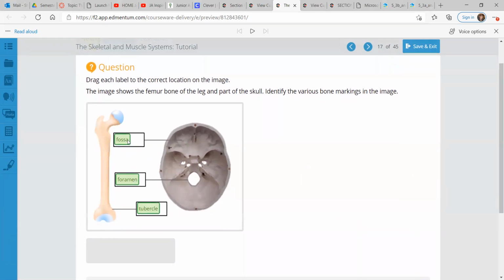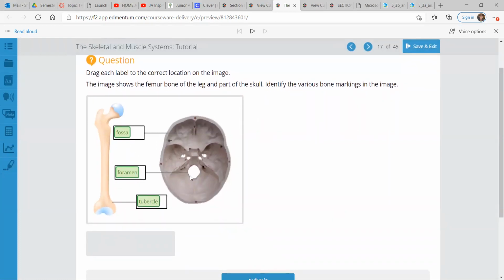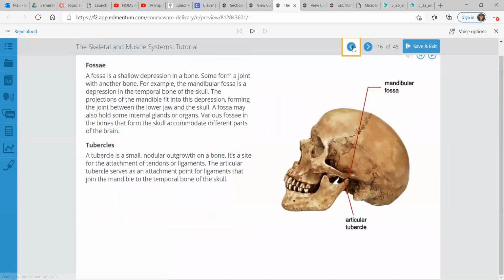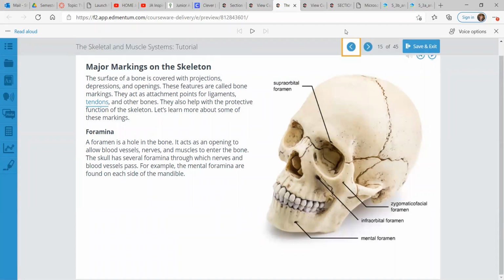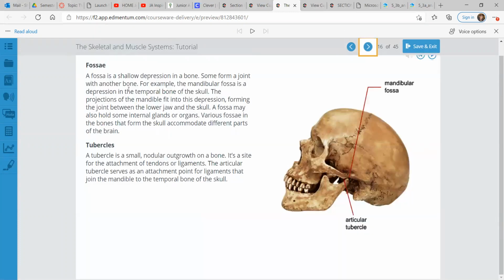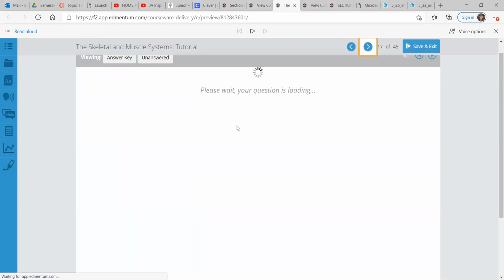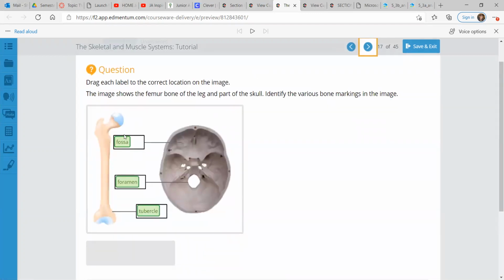Well, remember that fossa are depressions. Foramen are little openings, little holes. Fossa are depressions. And a tubercle is a little outgrowth on a bone. And if we go back here, foramen, that's a hole. Fossa, it's a little dip, like a little depression. And then a tubercle, see how there's this bone here, and then it kind of goes outward. That's a tubercle.